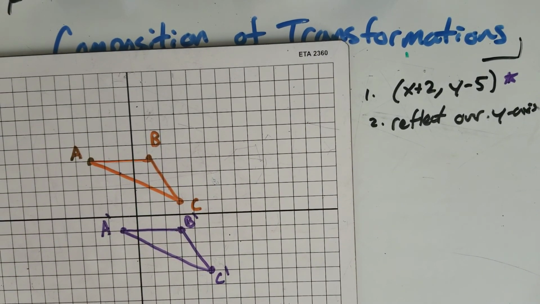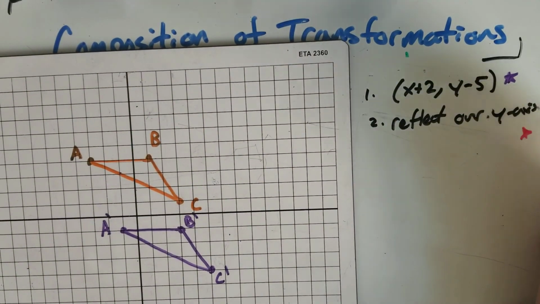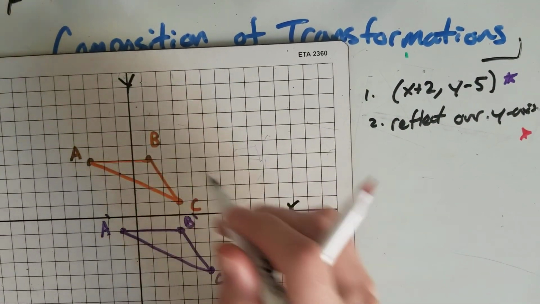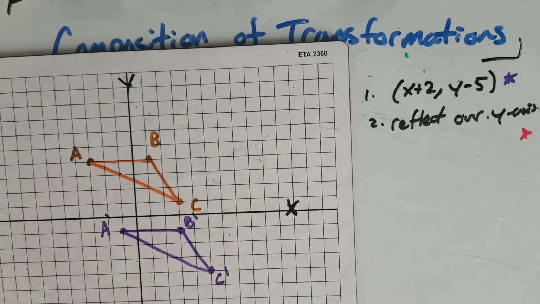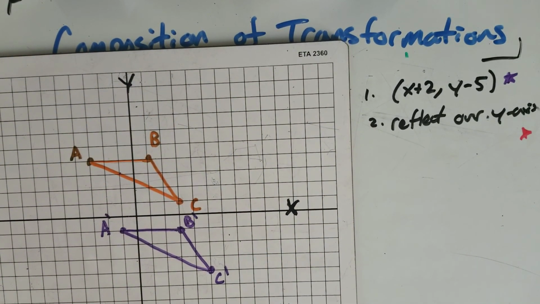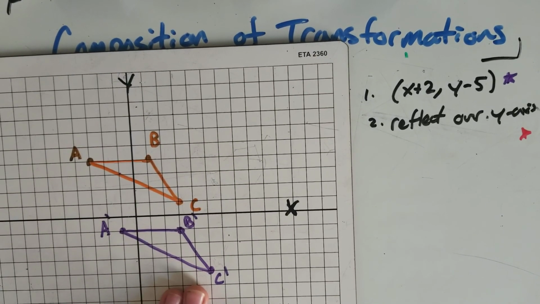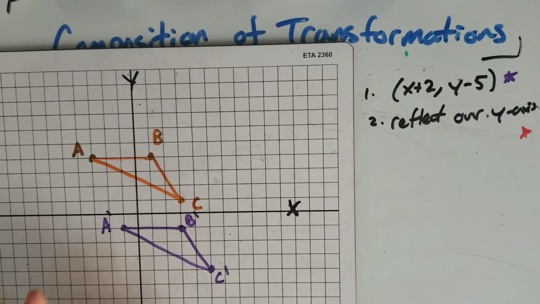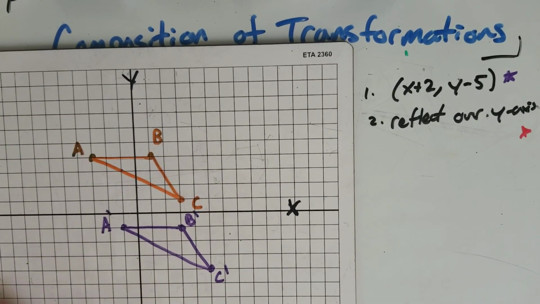Now our next transformation will go in red. We're going to reflect over the y-axis. Remember, this is the x-axis, this is the y-axis, x and y. So we're reflecting over the y-axis. So everything to the right of the y-axis is going to end up to the left. Everything to the left, this A, is going to end up to the right. So everything's going to be a mirror image of what we have.